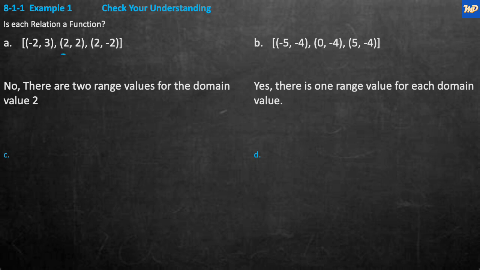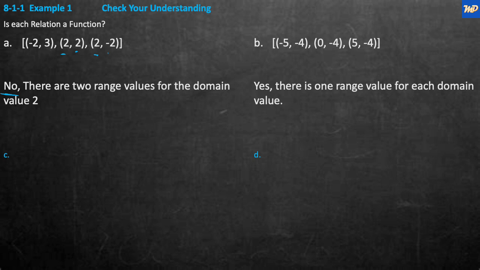The domain here, these 2 are the same. Do they go to different places? This 2 value goes to the range value of 2. This 2 goes to a range value of -2. So no, there are 2 range values for the domain. So this is not a function. This is a relation.